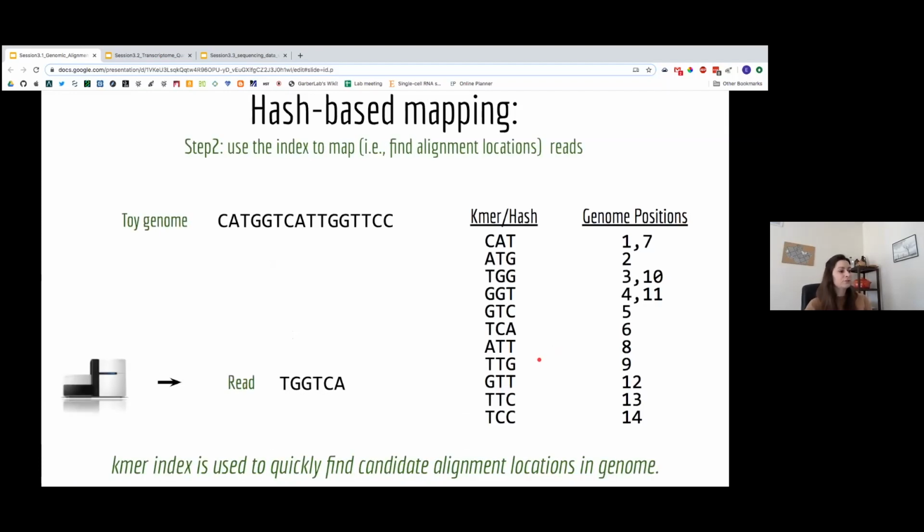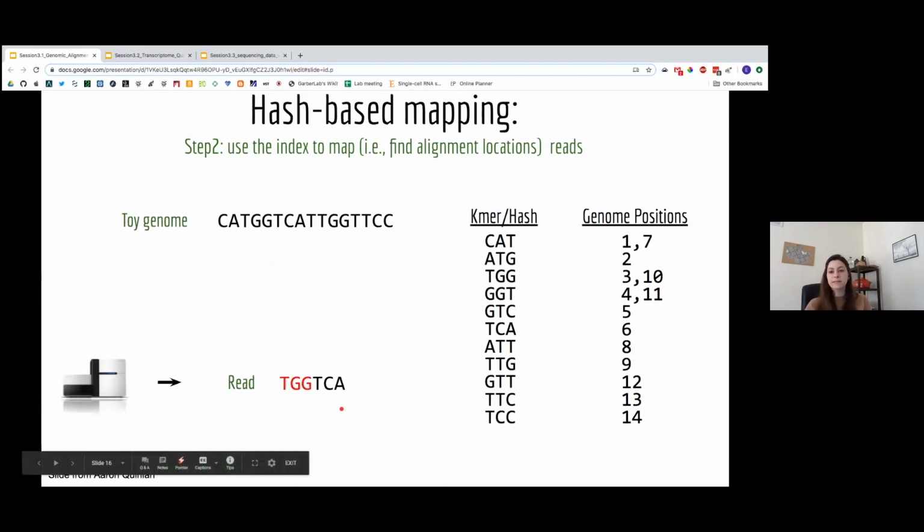All right, so let's try some hash-based mapping. So we're going to use the index to find the alignment location for this read. So we got a sequencing run result, and our read is 6 bases long. It's this one here. We want to know where it matches the genome. All right, so first of all, we split the read into the same sized words as we used to construct the hash index. So the first word in our read is TGG.